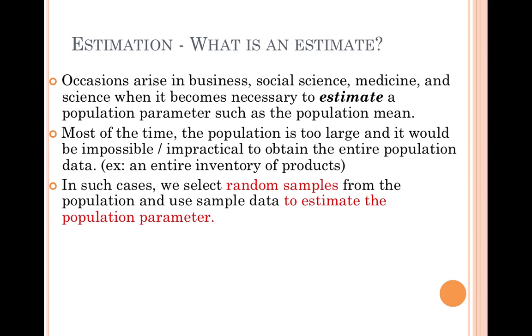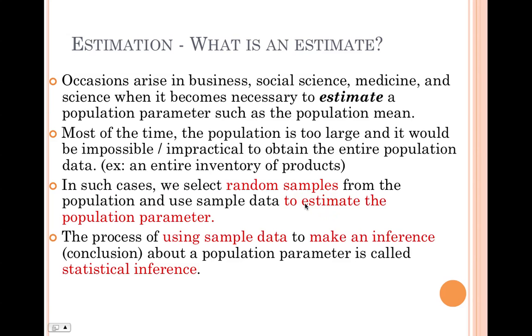So in such cases, instead of using a population, we select random samples from the population and we use sample data, and that sample data is used to estimate the population parameter. So we can use a sample mean to estimate a population mean. The process of using sample data to make an inference or a conclusion about a population parameter is statistical inference.